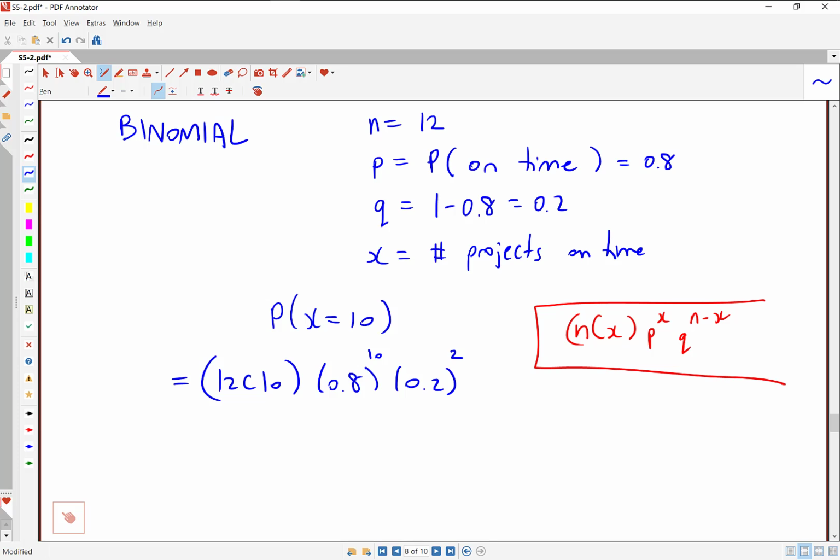Okay, and then to make life a little easier, you could go to your calculator and just work out what 12C10 is if you want. Sometimes it's easier to work that out in advance. That works out to 66, and overall our probability is 0.28. So there's a 28% chance that exactly 10 of these projects will be completed on time.